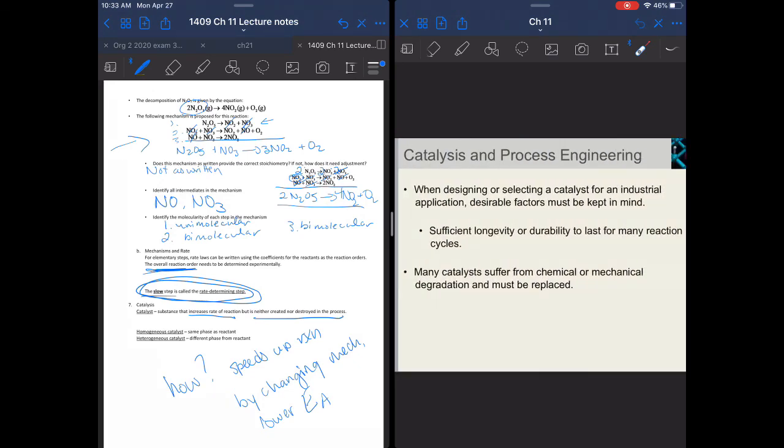The last section on process engineering we're not going to cover, and so that is the end of chapter 11. I will see you in chapter 12.